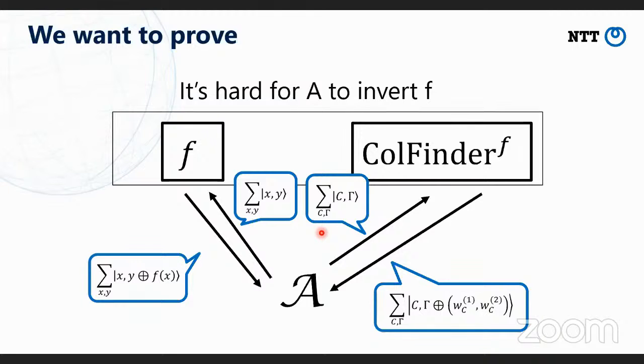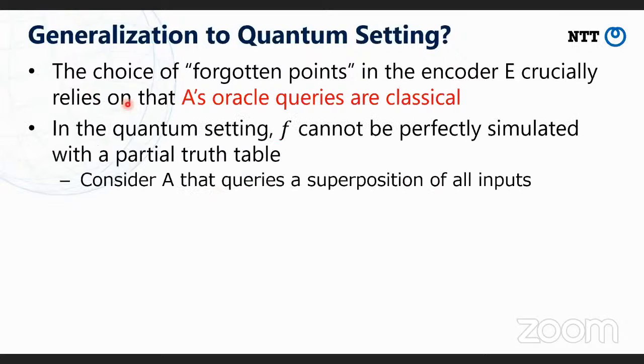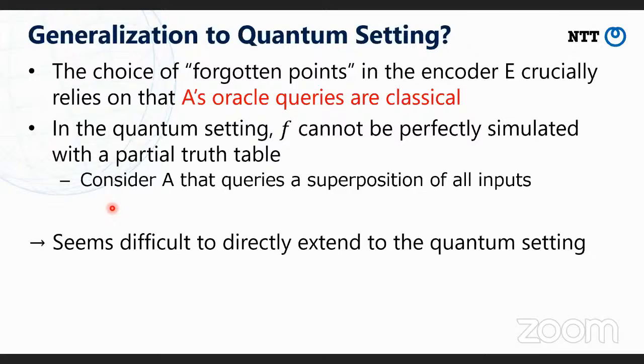So the proof for the quantum setting becomes very hard. And when we try to generalize the classical impossibility proof to the quantum setting, we have some issues. First, the choice of forgotten points in the encoder E in the classical setting crucially relies on that A's oracle queries are classical. And second, in the quantum setting, the permutation F cannot be perfectly simulated only with its partial truth table, because the adversary A may query all the inputs in uniform quantum superpositions. So it seems difficult to directly extend the classical proof into the quantum setting.